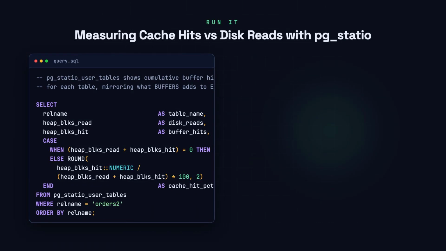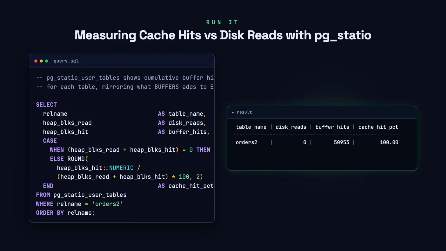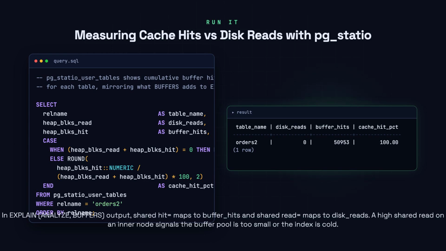The BUFFERS option in EXPLAIN ANALYZE reports the same numbers. pg_statio tracks cumulatively. When an inner node shows a high shared read count, the working set does not fit in shared_buffers, and every loop iteration is touching the disk.